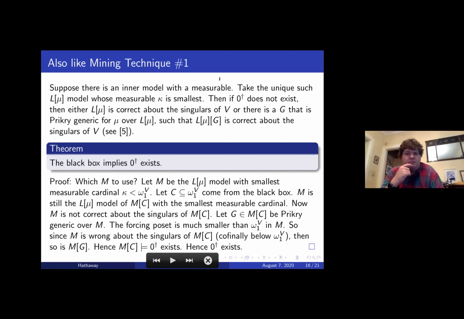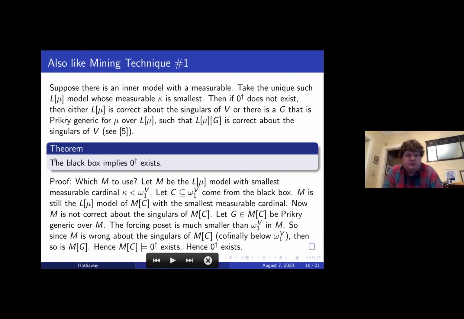Assume there's an inner model with a measurable. Take the unique such L of mu model whose measurable kappa is smallest. Then if zero dagger does not exist, then either L of mu is correct about the singulars of V, or there is a G that is prickly generic for U over L of mu, such that L of mu bracket C is correct about the singulars. All right, so what I'm saying is, if there is an inner model with a measurable, but zero dagger doesn't exist, then this L of mu model or a forcing extension of it will be correct about singulars.